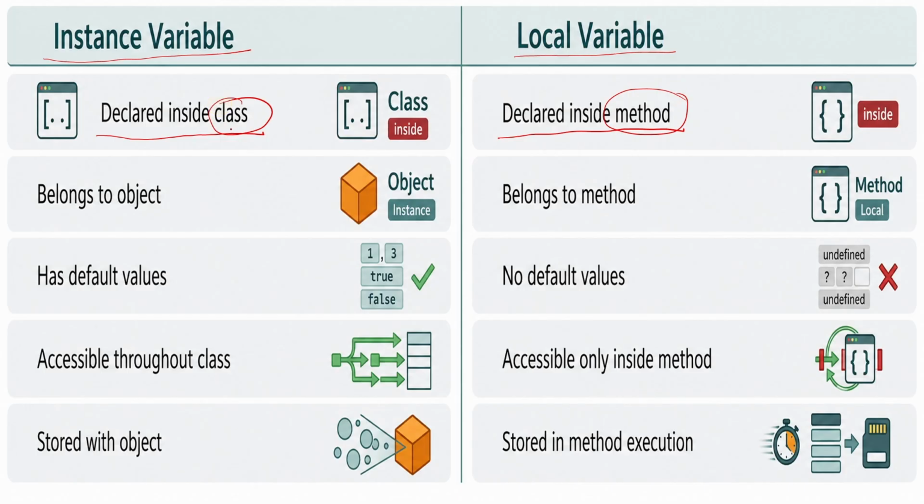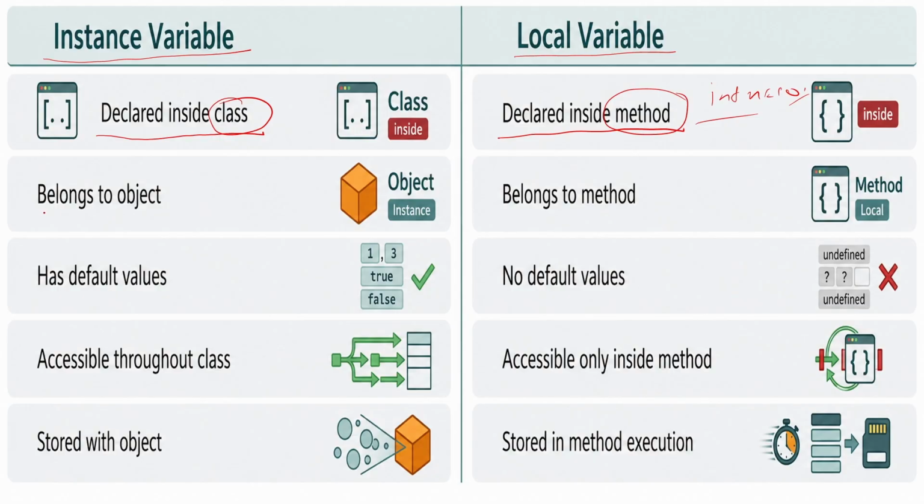So we need to focus here: method, class. Whenever I create a class Student, I declare some variables inside it as properties. So those variables are instance variables. And if I say int x = 10 inside the main method or any method, then this is a local variable. So this is the basic difference. If it is inside a class, it is an instance variable. If it is inside a method, it is a local variable.